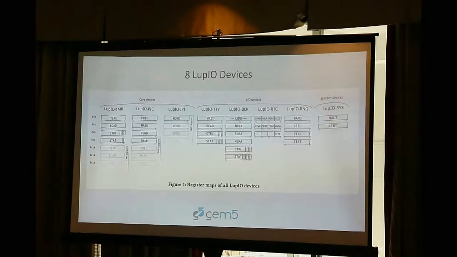Here we have a layout of what the Loop I/O devices are. So we have our 3 core devices on the left here: a timer, a programmable interrupt controller, and an interprocessor interrupt controller for handling symmetric multiprocessing. We have 4 I/O devices: the terminal, the block device, the real-time clock, and a random number generator, as well as 1 system device for shutting down the computer system.